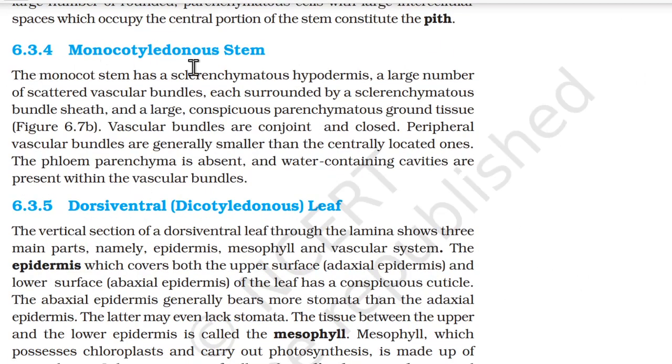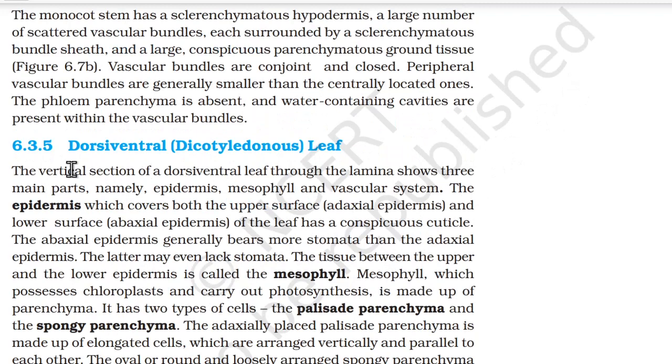6.3.4 Monocotyledonous stem. The monocot stem has a sclerenchymatous hypodermis, a large number of scattered vascular bundles, each surrounded by a sclerenchymatous bundle sheath, and a large conspicuous parenchymatous ground tissue. Vascular bundles are conjoint and closed. Peripheral vascular bundles are generally smaller than the centrally located ones. The phloem parenchyma is absent. Water containing cavities are present within the vascular bundle.